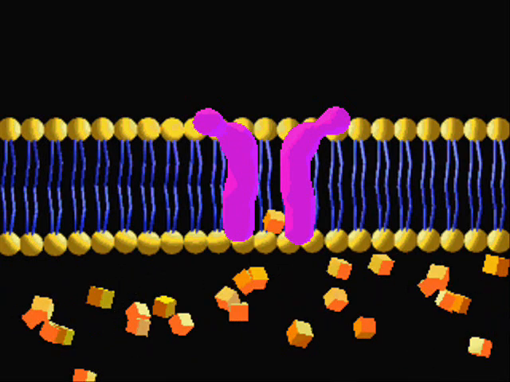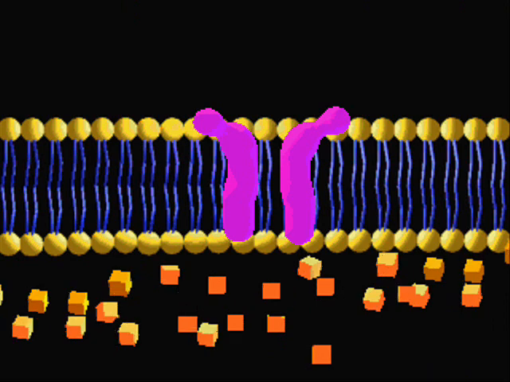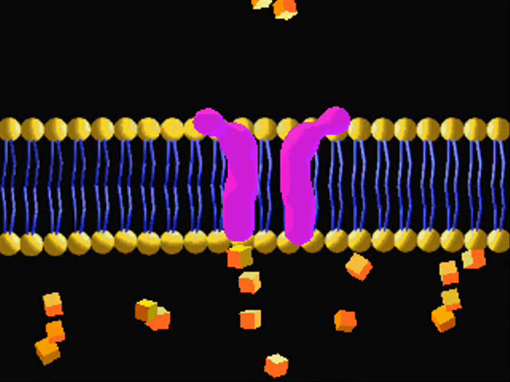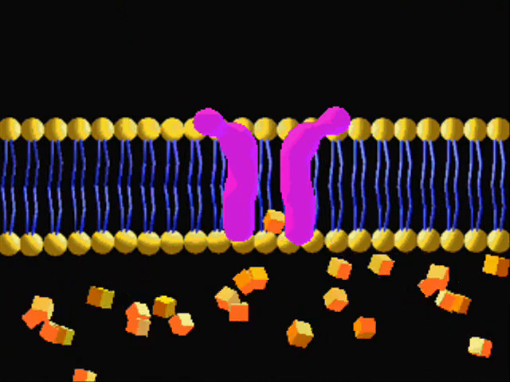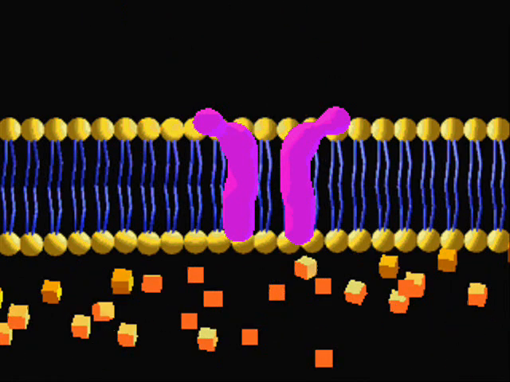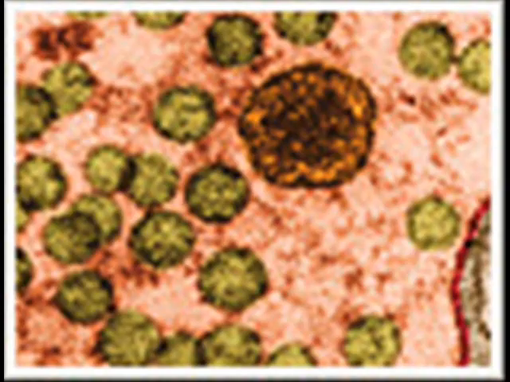Many ions and polar molecules that are important for cell function do not diffuse easily through the nonpolar lipid bilayer. During facilitated diffusion, transport proteins help these substances diffuse across the cell membrane. There are 2 types of transport proteins, channel proteins and carrier proteins.